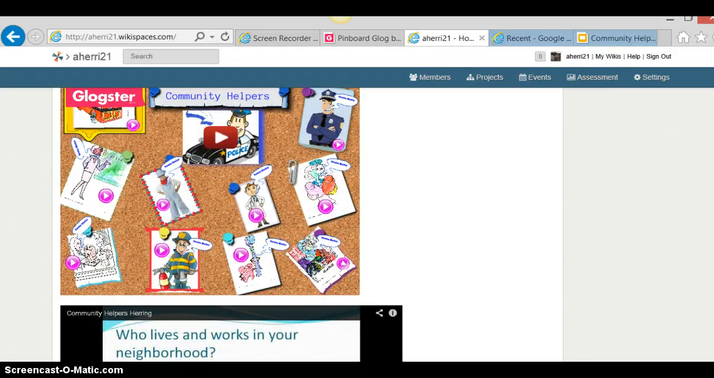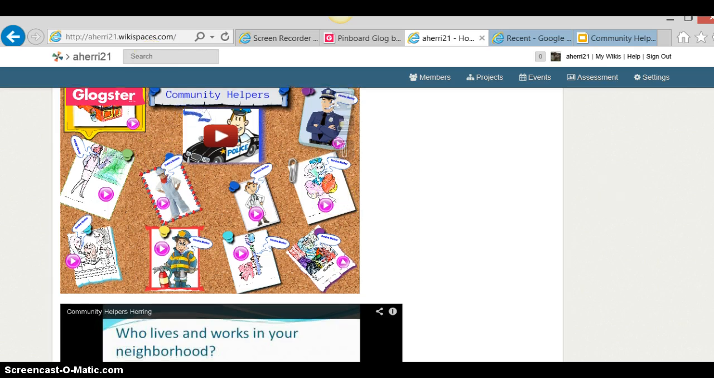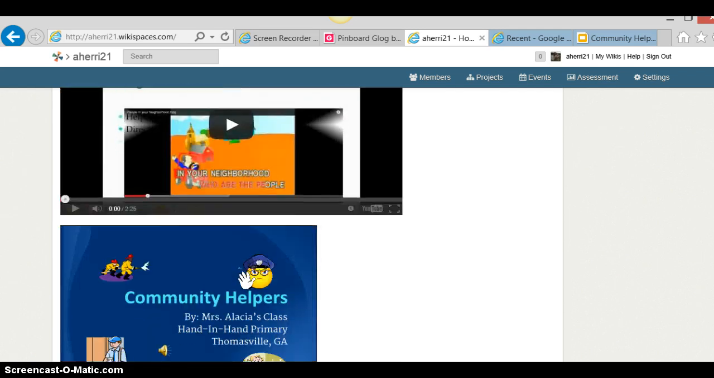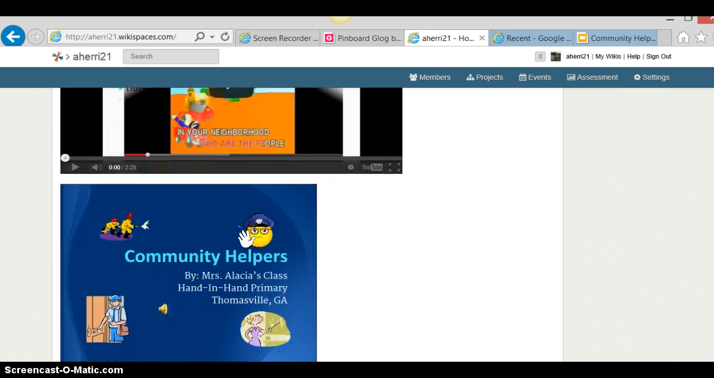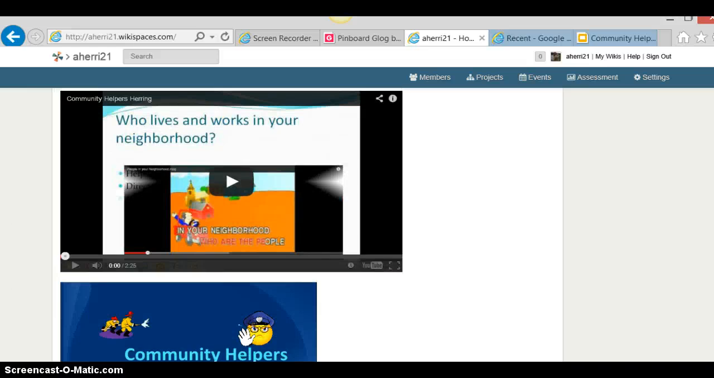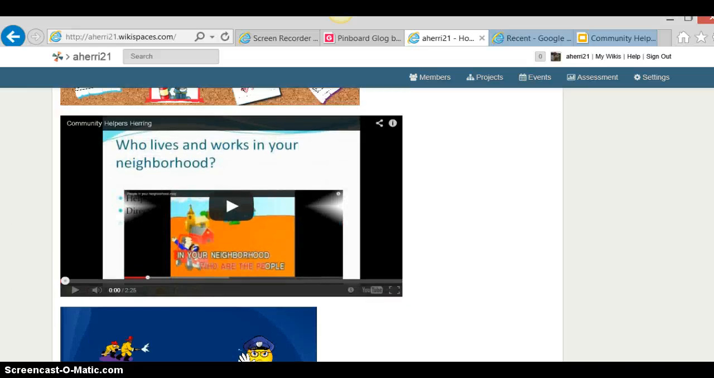After completion, both projects were posted on my class Wikispace page. You can see the address to my Wikispace in this top bar. The Glogster is embedded in the Wikispace, and the slideshow is also embedded in the Wikispace. In the middle, you see a YouTube video, which is actually just our slideshow turned into a YouTube video, so you could hear the students' voices on their pages.